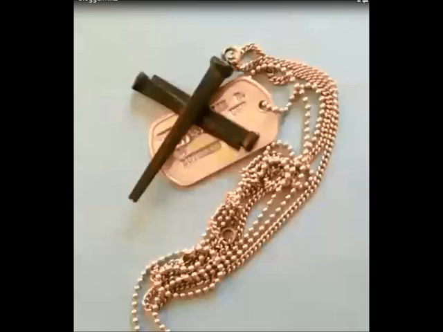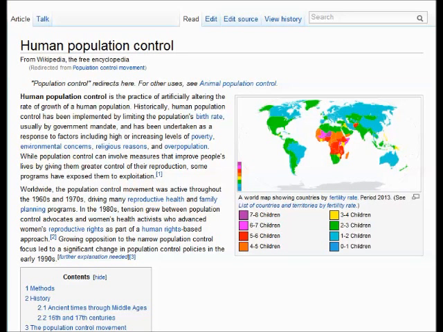Today's topic of this podcast is a question. Control of the population with internment and resettlement operations? Question mark. We're going to be starting the discussion today, or the podcast today, talking about human population control movement.